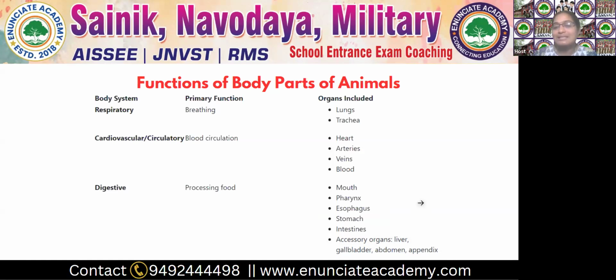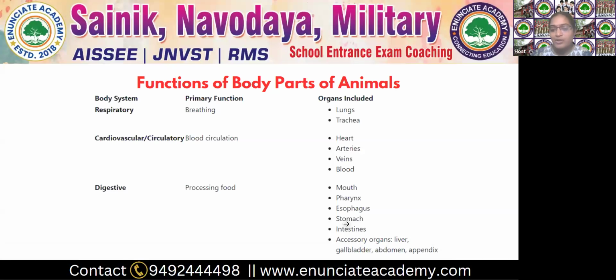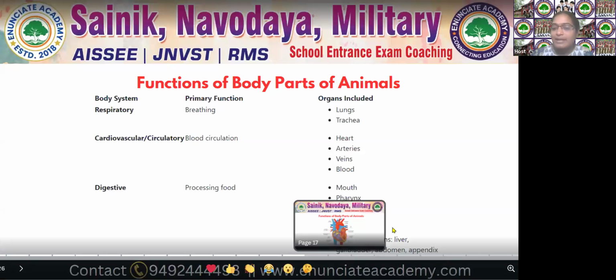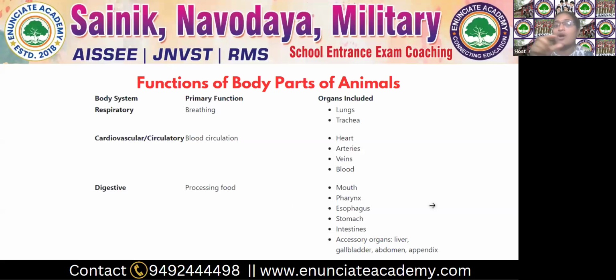Let us learn again. Mouth, pharynx. Pharynx means throat, children. And esophagus, stomach, small intestine, large intestine, rectum, anus, and extra organs are liver, gallbladder, abdomen, appendix. These are also parts of the digestive system. This is the function of the digestive system, processing food.